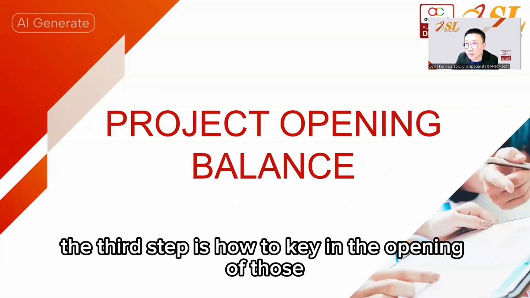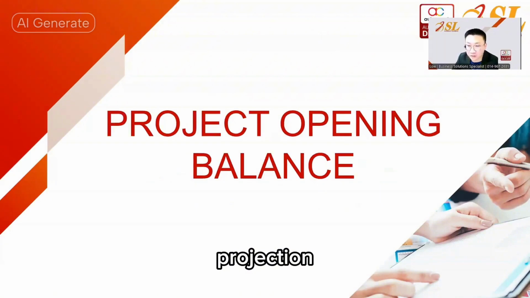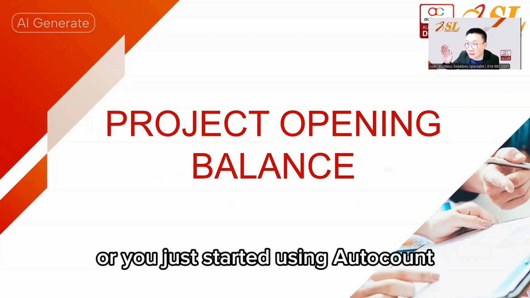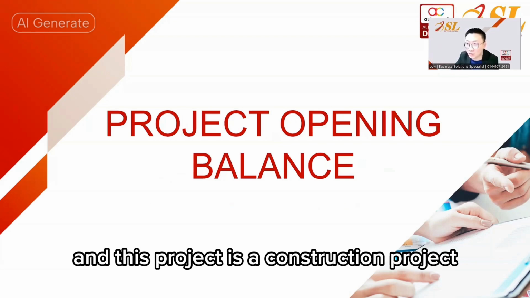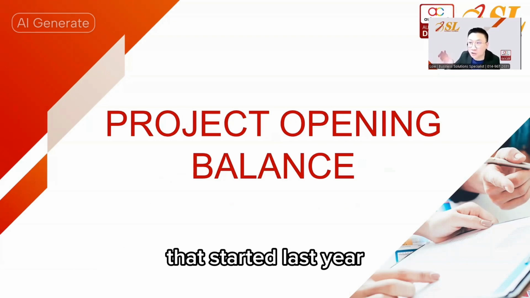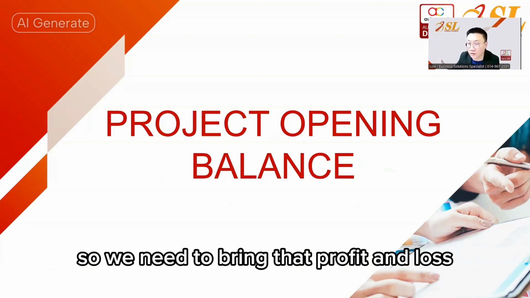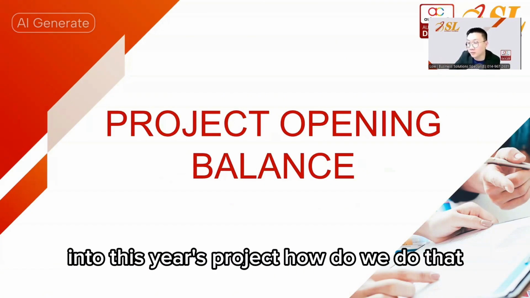The third step is how to key in the opening of those projects. Let's say you only use AutoCal at the end of the year, or you just started using AutoCal, and this project is a construction project that started last year. It has profit and loss with the balance sheet, so we need to bring that profit and loss into this year's project. How do we do that?